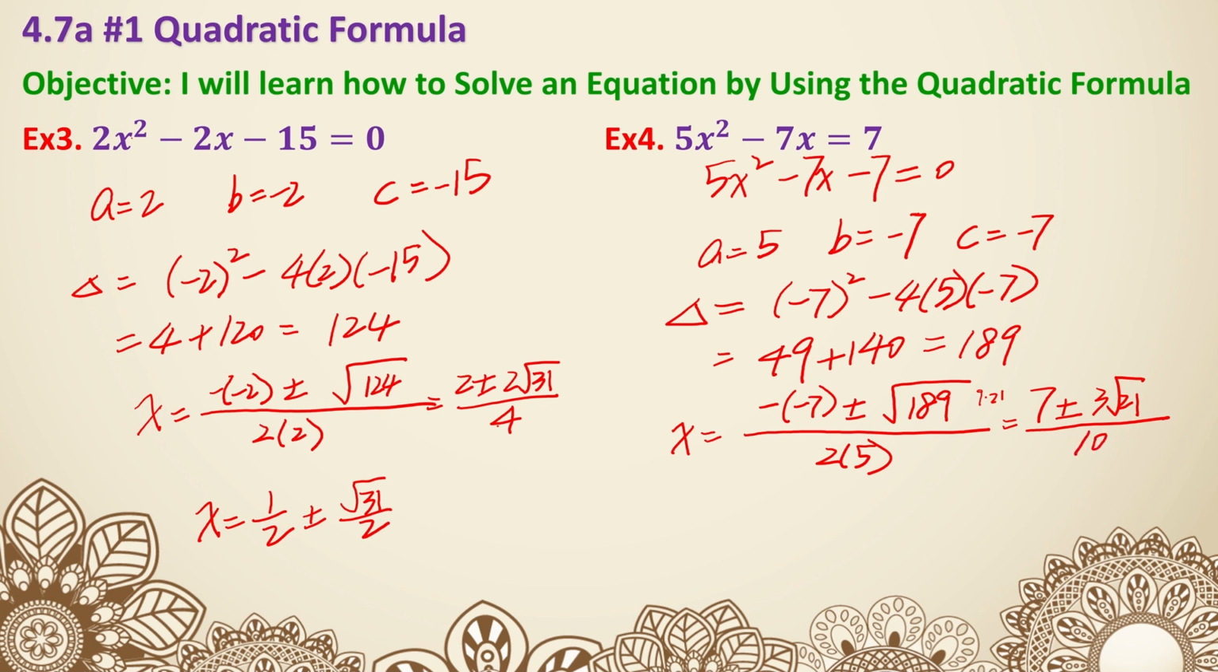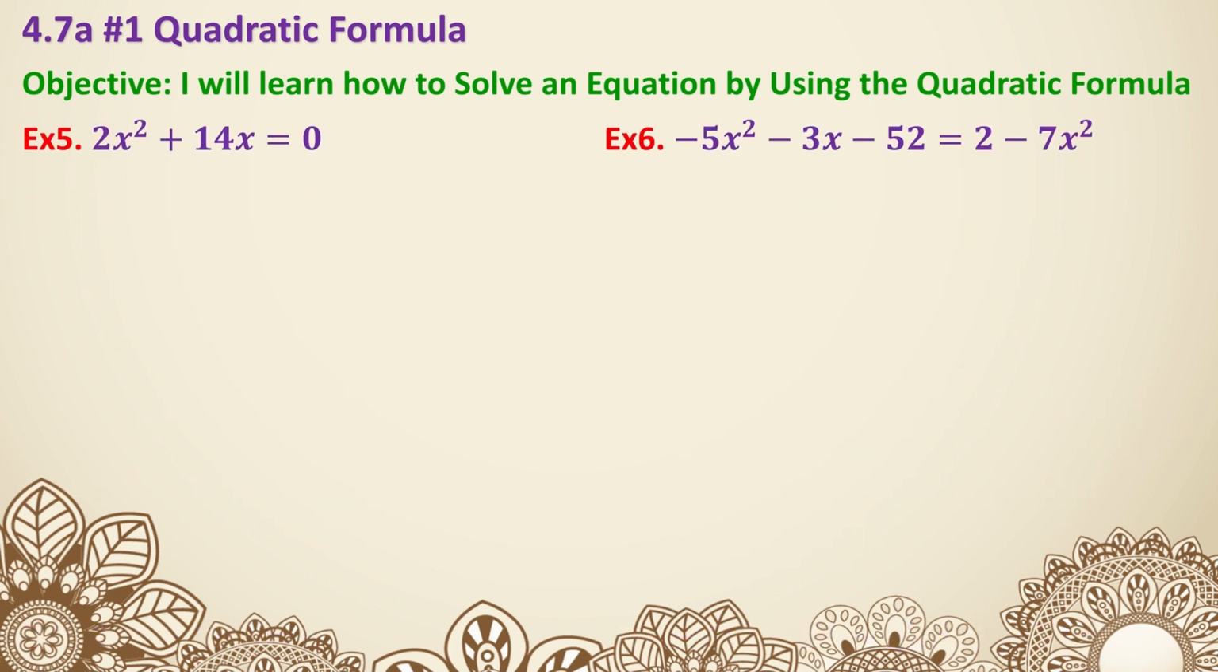By looking at this and thinking about it, 7 over 10 can be simplified, 3 over 10 can't be simplified. So you can choose to keep them that way. That totally works. Or you can choose to keep them as 7 over 10 plus or minus 3 square root of 21 over 10. That works as well. Or you can even separate the plus and the minus into two different answers. That is example 4.